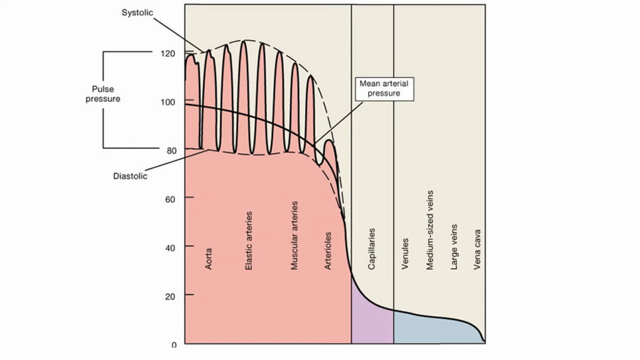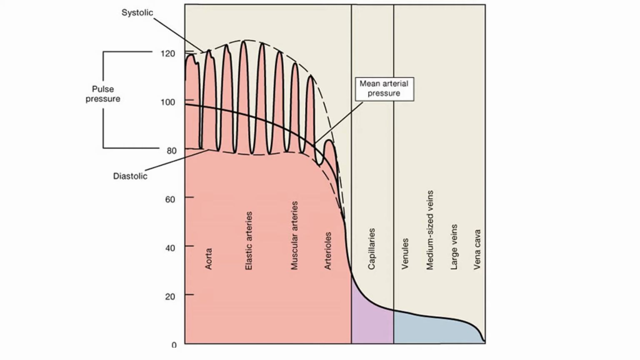So the numbers here should look familiar. In the aorta, we have a systolic pressure typically around 120, a diastolic pressure typically around 80. So you're seeing that pulsation from systolic to diastolic pressure as we travel through the arteries close to the heart. Those would be our elastic arteries. And then, of course, the muscular arteries, which are the ones carrying blood to our particular body parts.